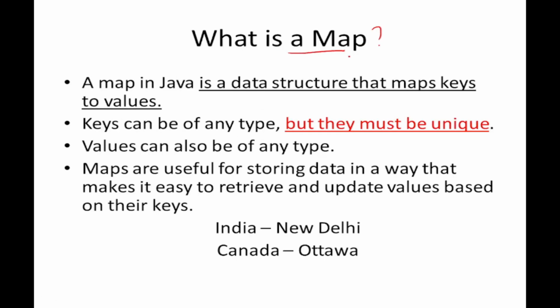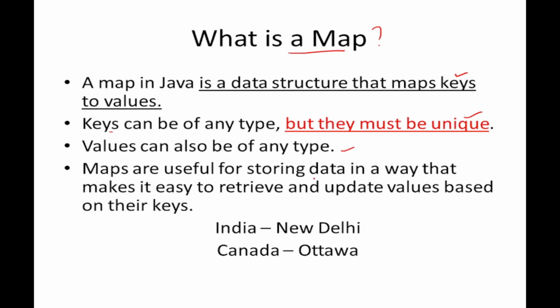What is a map? A map is nothing but a data structure that maps keys to values. So you have a key and a value. The property here is that keys should always be unique. The registration number of students can be a key, right? Name is the value. So the key should be unique, while names can be duplicates. Students with two different registration numbers can have the same names.